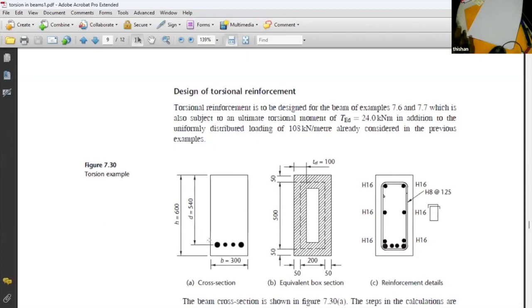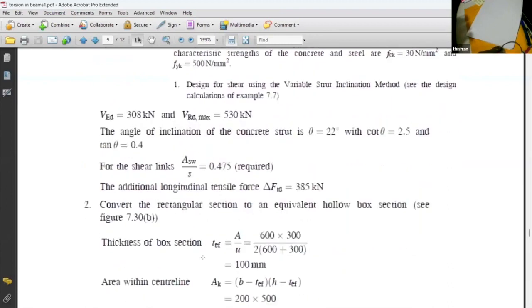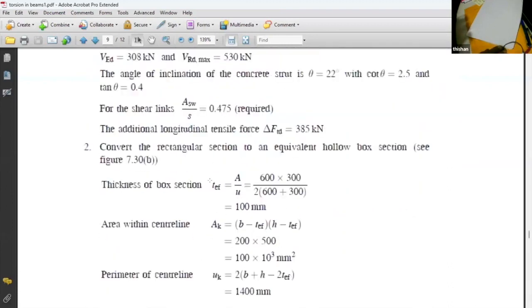Now to see whether this torsion can be taken, the first step is to convert this rectangular section to a form that we can use in calculations. For that, the guideline is given in the code, which says the effective thickness is the area of the section divided by the perimeter.